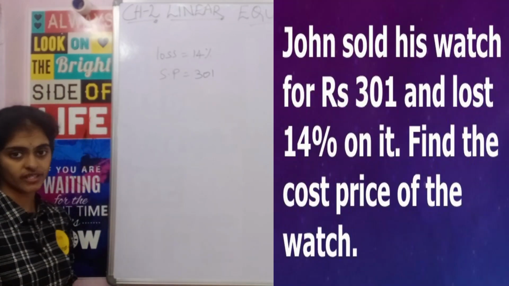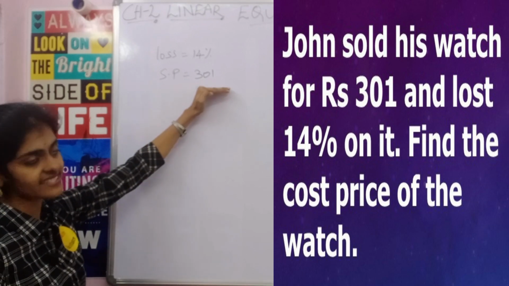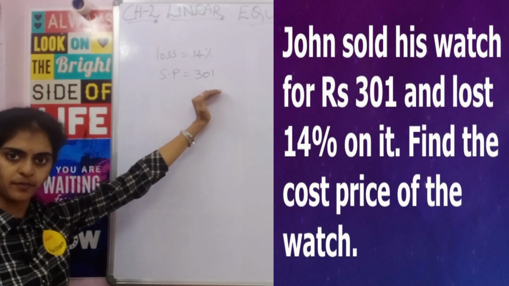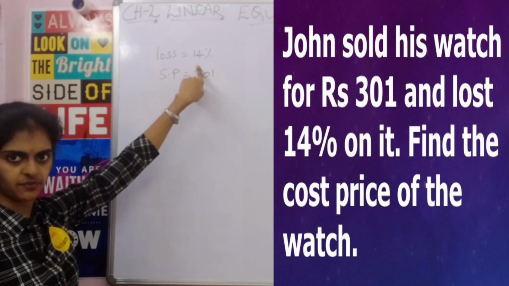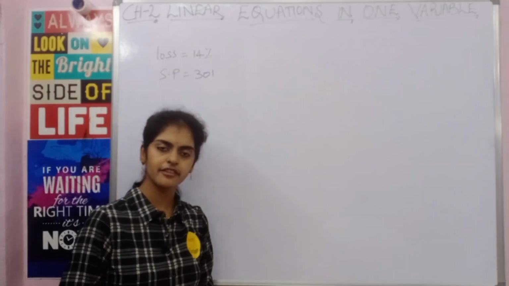So John has sold a watch at the cost of 301. That means selling price is 301. He has sold the watch at price 301, and he got a loss of 14% on the watch. So you have to find the cost price of the watch. So how do you find it?